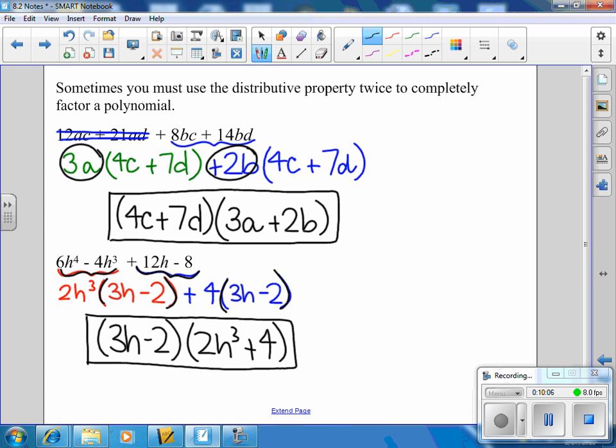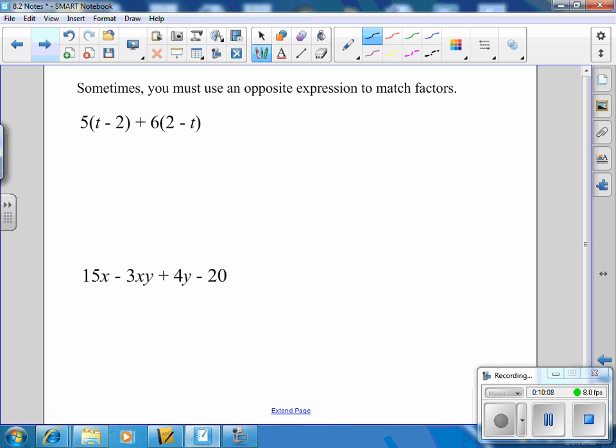All right, last type of problem we're going to do is opposite expressions. So let's look at this first one. I have 5 times t minus 2 plus 6 times 2 minus t. Now hopefully you notice that these look very close to being the same thing, but they're not exact. So I have t minus 2 and then 2 minus t.